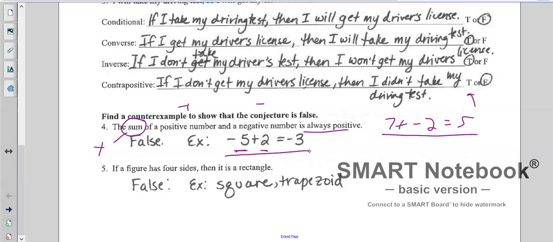If a figure has 4 sides, it's a rectangle. No, it could be a square, it could be a trapezoid, it could be a bunch of different shapes that are not a rectangle.